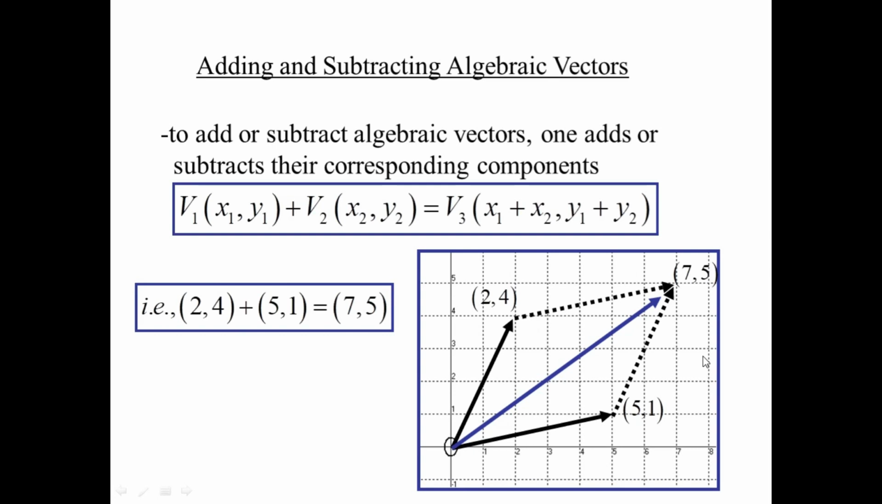2, 4 plus 5, 1 is 7, 5. And of course, if there's a minus sign here, we subtract the components. So we can add and subtract vectors like child's play. Thank you, René Descartes.